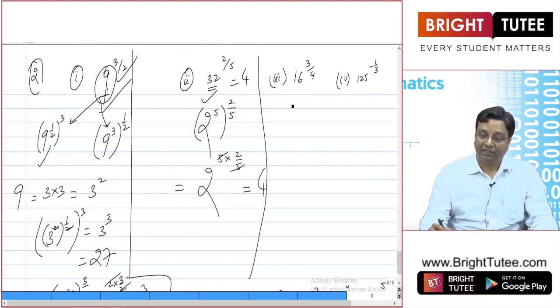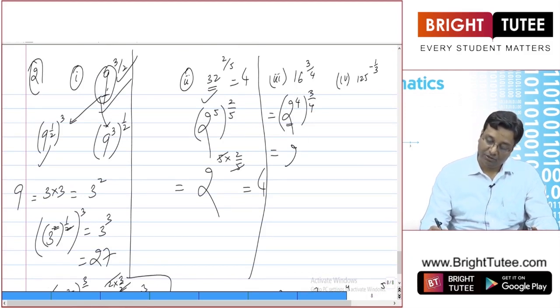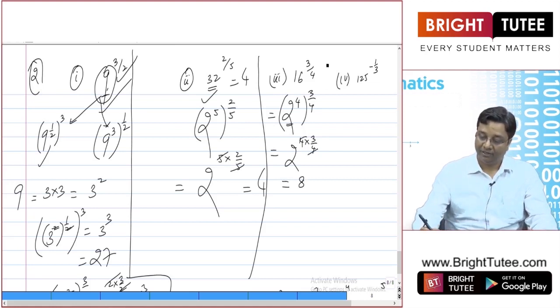Now 16 raised to power 3 by 4 can be written as 2 raised to power 4 raised to power 3 by 4, because 2 raised to power 4 is nothing but 16. So you can write it as 2 raised to power 4 into 3 by 4, you can cancel it, and the answer will be 8.